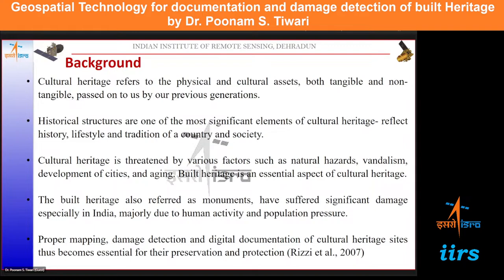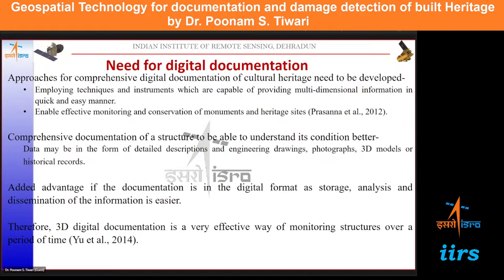Then we also need to do damage detection in these built heritage, because, as we have already said, because of the aging problem, a lot of damage is happening in these structures. So proper, timely damage detection should be there, so that these damages or cracks can be addressed, and these structures can be maintained, so that they will last for a long time.